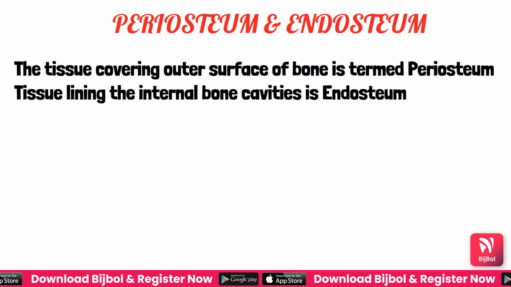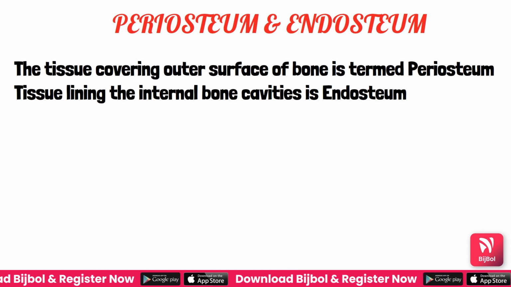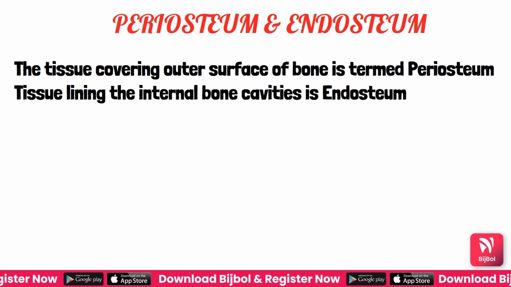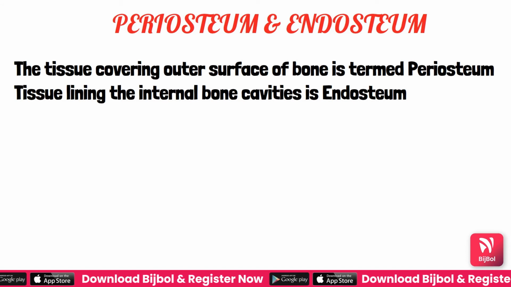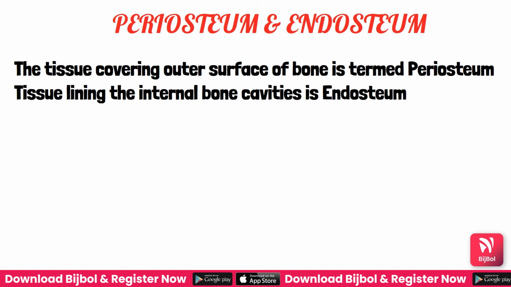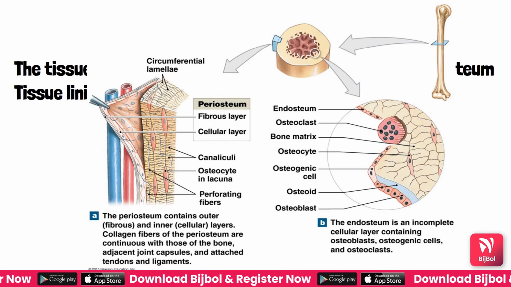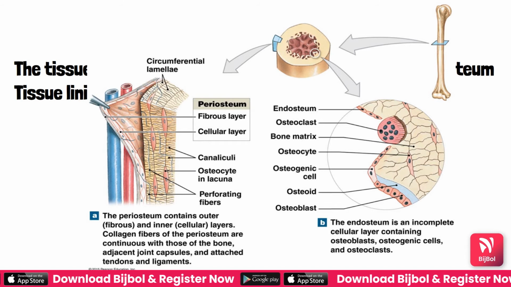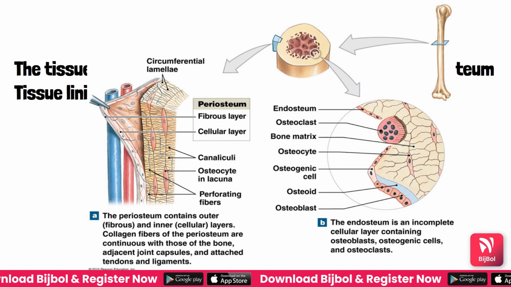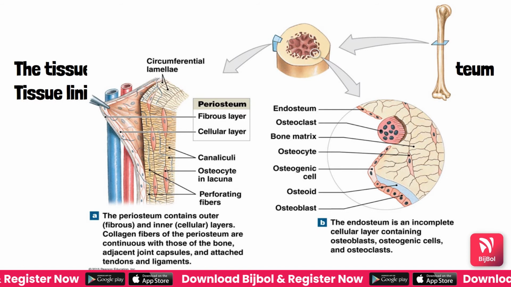The tissue that is covering the outer surface of the bone is called as periosteum, whereas the tissue lining the internal bone cavities is called as endosteum. Here you can appreciate in the picture the periosteum, which is the outer covering of the bone, whereas in the second picture you can notice the endosteum, which is covering the internal cavity of the bone.